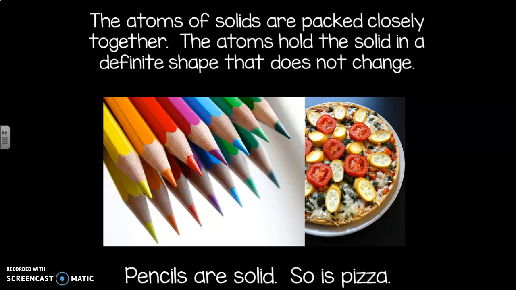The atoms of solids are packed closely together. The atoms hold the solid in a definite shape that does not change. Pencils are solid, so is pizza. So look at the picture of the colored pencils. If I were to break one of those pencils in half, the atoms are still going to be really close together, and it's going to be a solid object. When I break that pencil, the atoms don't move around, so it has a definite shape.